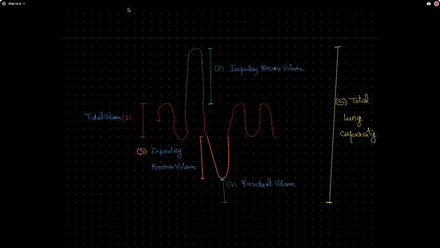And what do you think we call the amount of air that we can breathe in maximally after a normal expiration? If I'm performing maximal inspiration after normal expiration, after I get the tidal volume out, I breathe maximally in. What do we call this capacity? This is my inspiratory capacity.